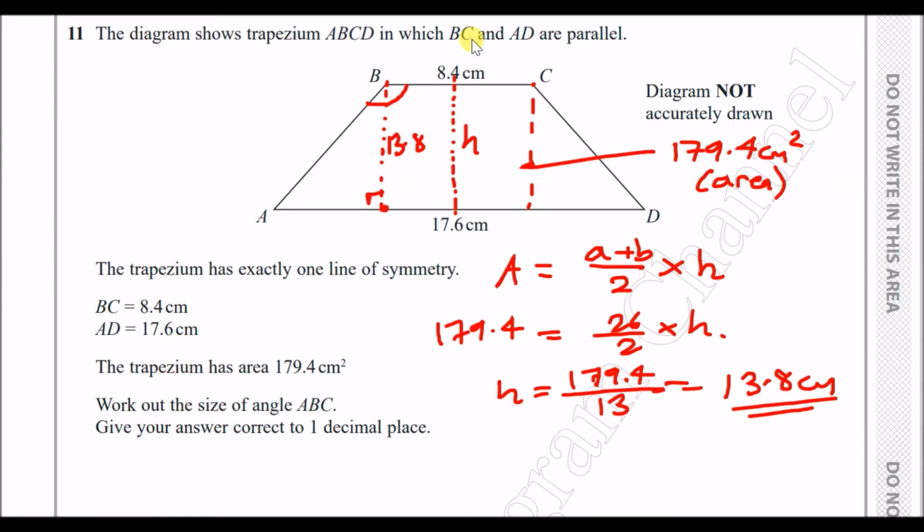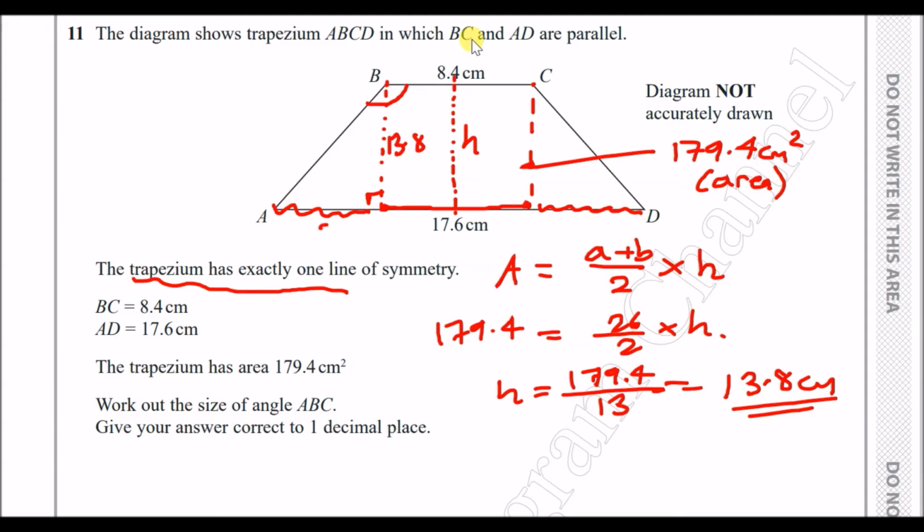We know that the length from here all the way to here is 8.4, but we know that the whole thing is 17.6. So let's go find the remaining lengths, yeah? We know that these two lengths are equal. We know they're equal because it says that the trapezium has one line of symmetry. That means it's bang in the middle. It must be symmetrical on both sides.